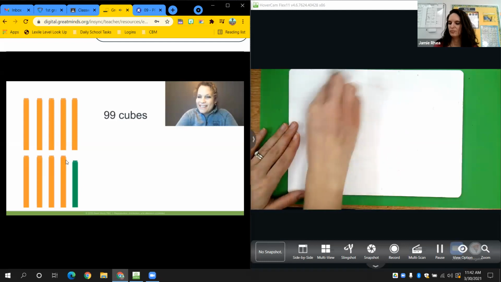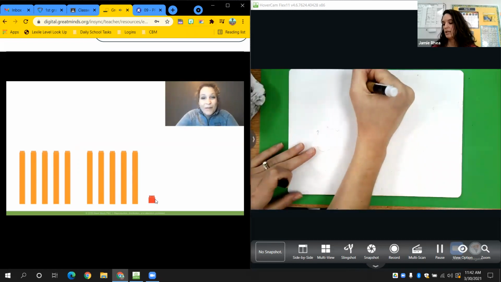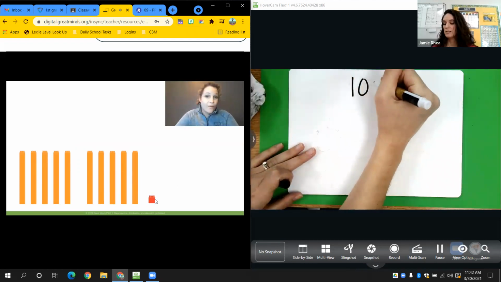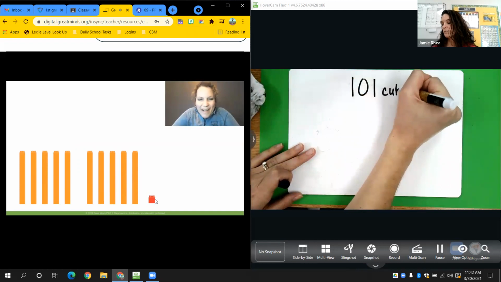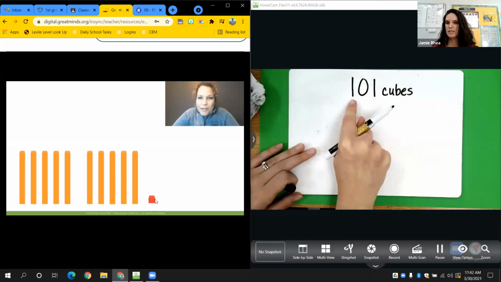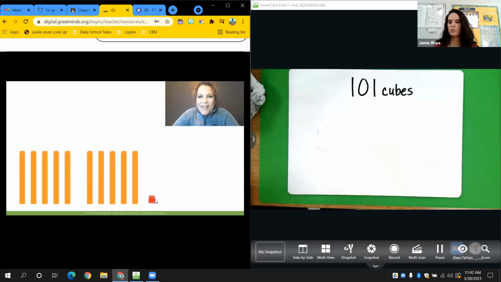Clear your boards. How many cubes do you see? I see 10 tens and 1 one. Be sure to include the unit, or what you're counting. So I don't think that your number represents tens, monsters, baseball gloves, or toothbrushes. These are cubes. We are counting cubes. So I have 10 tens and 1 one, which make 101 cubes. Show me. There are 101 cubes.